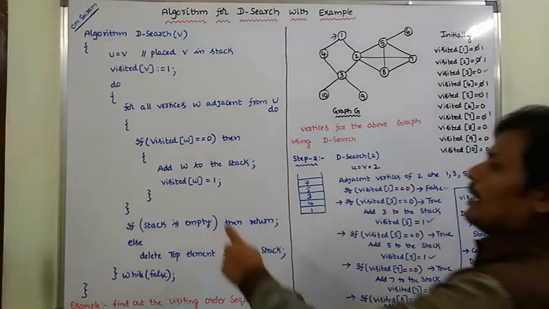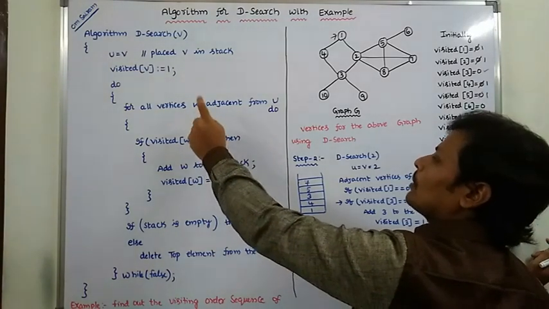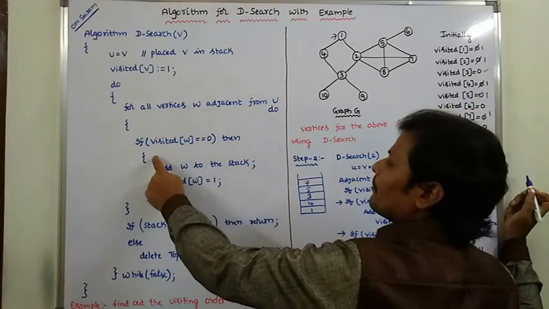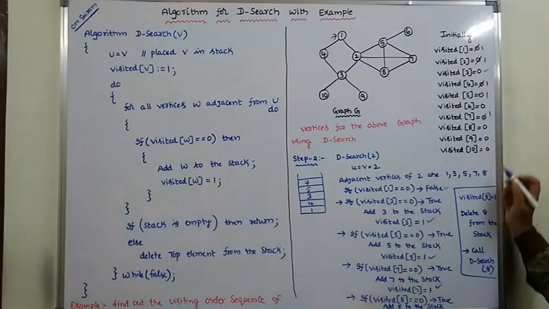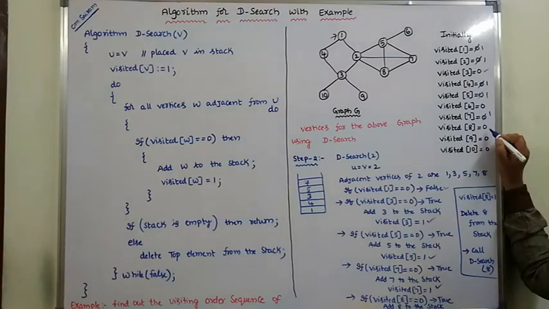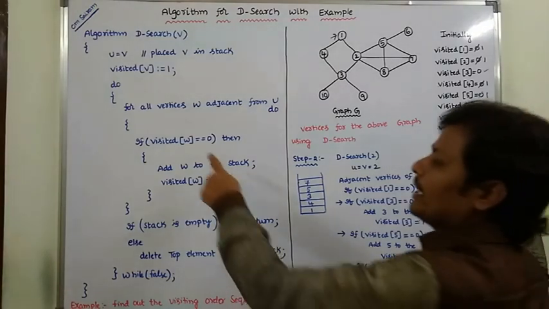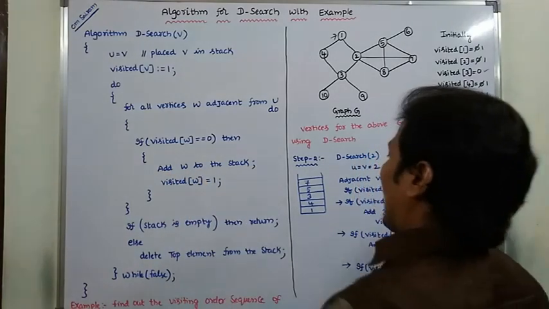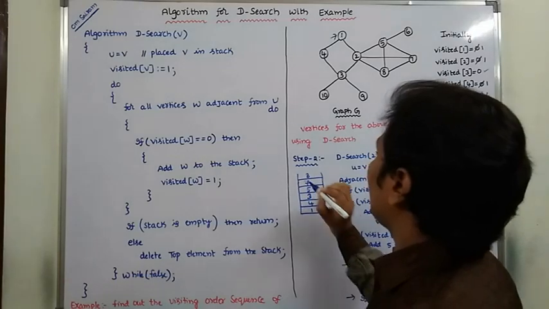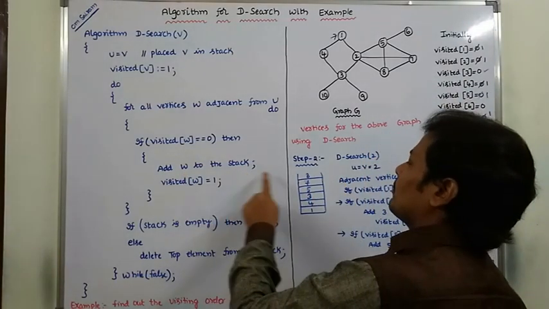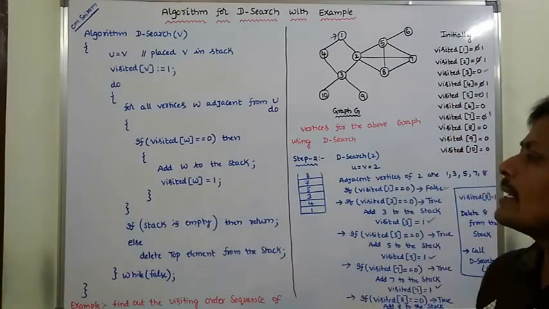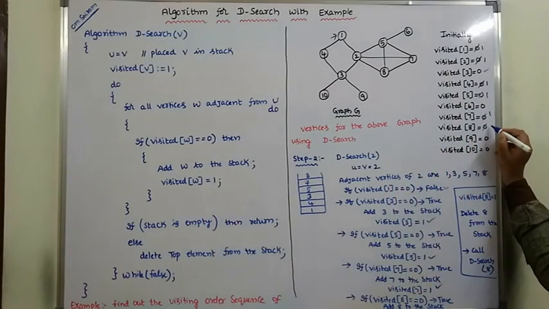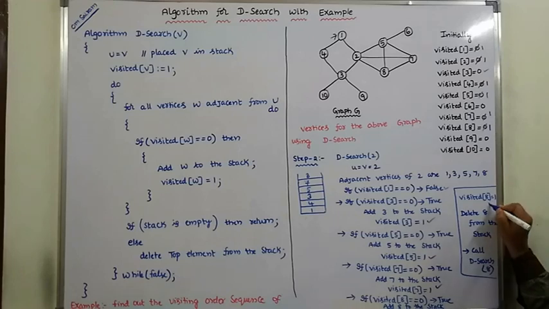Next, again control goes to the for loop. Now W can be taken as 8. Brace begin. If visited of 8 is equal to 0? Yes, visited of 8 is equal to 0. Condition true, then the control goes to the if block. Add 8 to the stack. So now W value 8. Add W to the stack means 8 can be added to the stack. Next, visited of 8 is equal to 1.